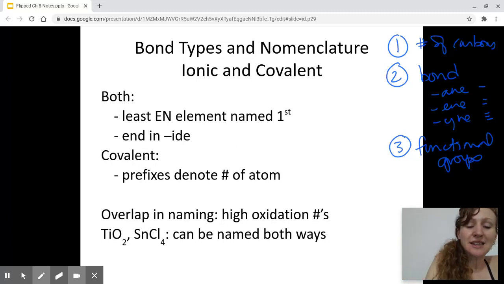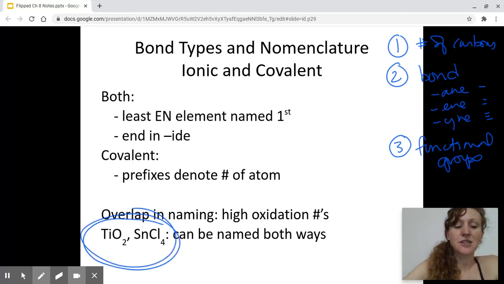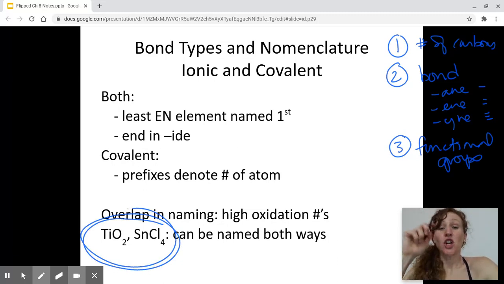Another note is there can be overlap in naming. Notice these two down here. If you chart them on your type of bond triangle, you'll notice that they are kind of in between. They really could be ionic compounds. They really could be covalent compounds too. Even if you look at ingredient lists that contain these things, they get named both ways. So it's really dependent on the industry that they're in. In some industries, it's convenient to treat them like an ionic compound. In some industries, it's convenient to treat them like a covalent compound. So they really get treated both ways.